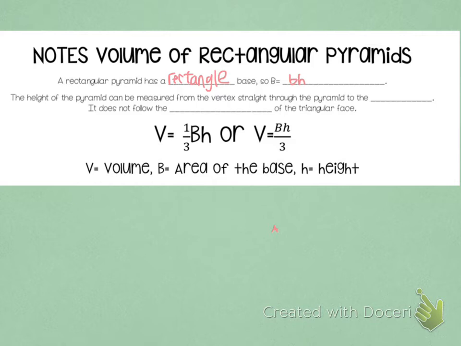So the height of the pyramid can be measured from the vertex straight through the pyramid to the base. It does not follow the length of the triangular face.